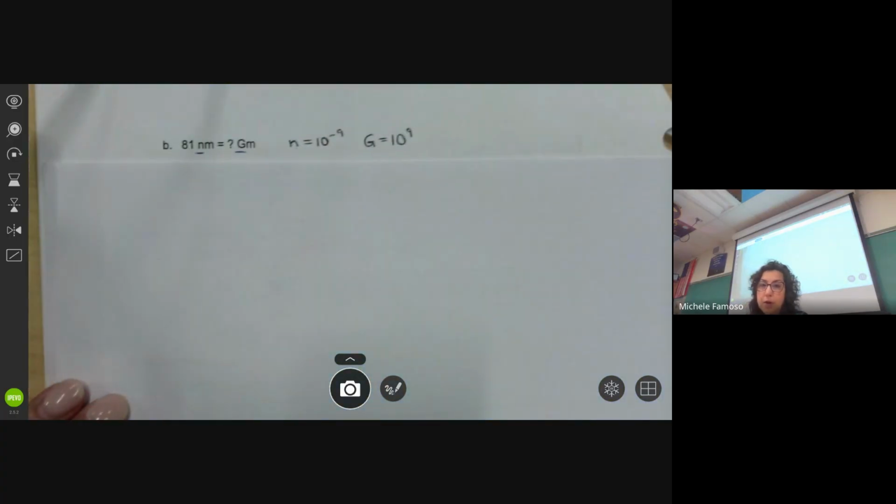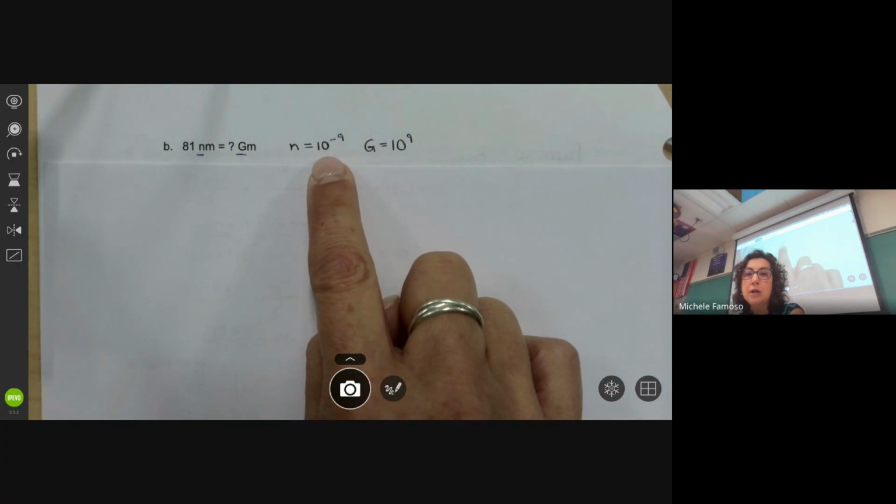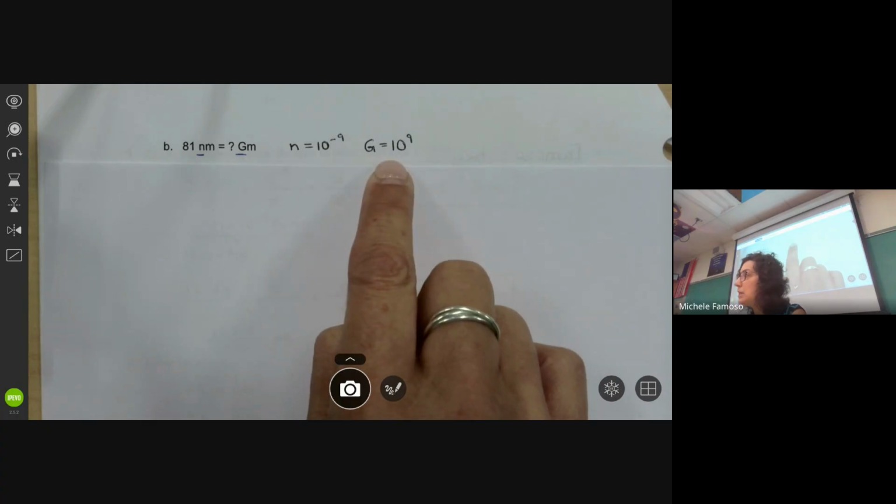Letter B. 81 nanometers is how many gigameters? All right, so we look up the prefixes. Nano is 10 to the negative 9th power. Giga is 10 to the 9th power. So those are the 2 conversions we need.